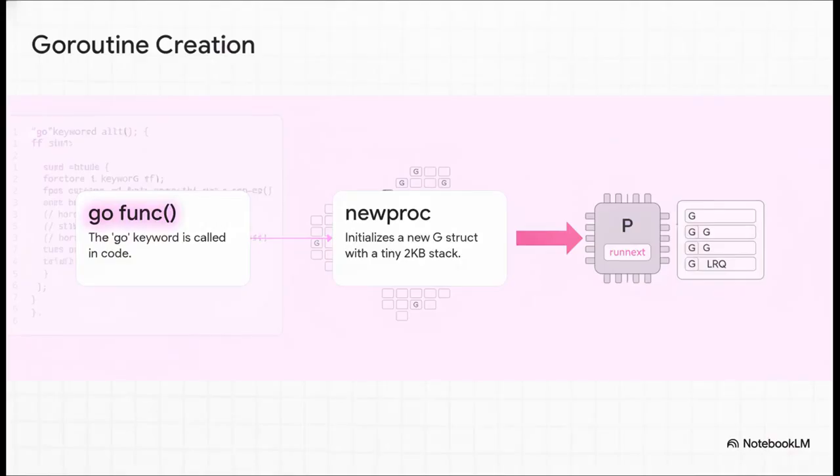Moving on to Section 2, Birth of a Go routine, the call to adventure. Let's start our hero's journey, right? What exactly happens when you type that go keyword in your code? Well, when you call go func, the runtime invokes a function called newproc. This initializes a new G struct with that tiny 2 kilobyte stack we just talked about.